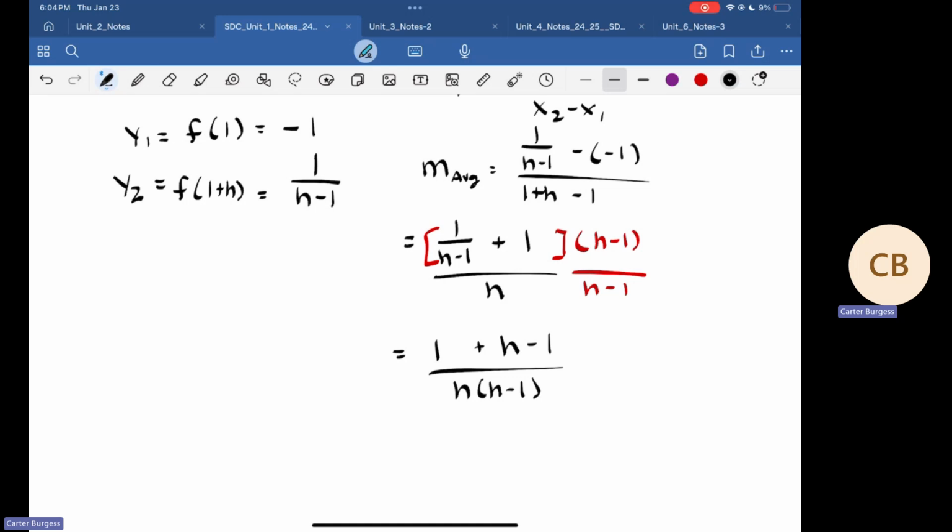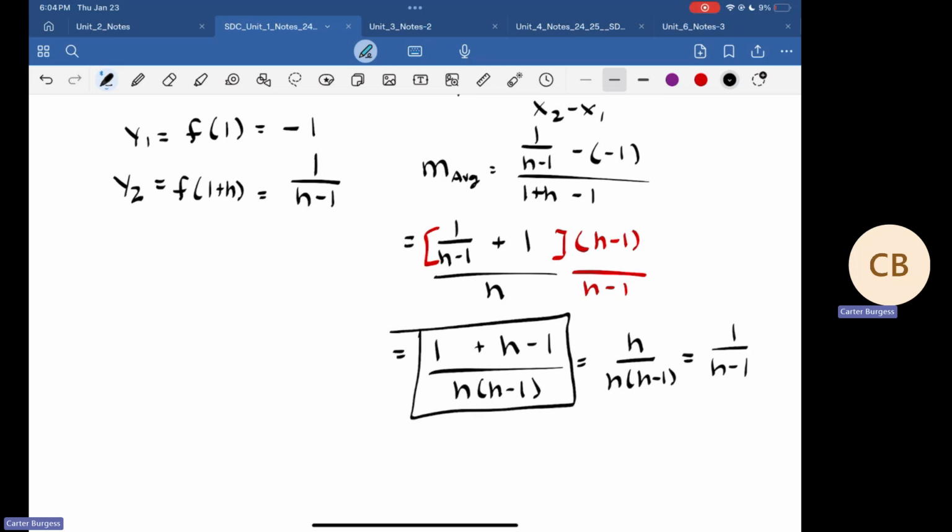A little bit of simplification on top gives us h over h times h minus 1, and cancellation, 1 over h minus 1. This would also be, again, in terms of simplification, I don't care all that much about simplification, that would be perfectly correct. This would be perfectly correct. All of those are great.